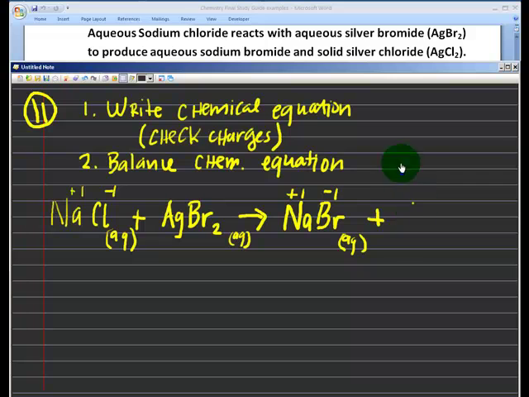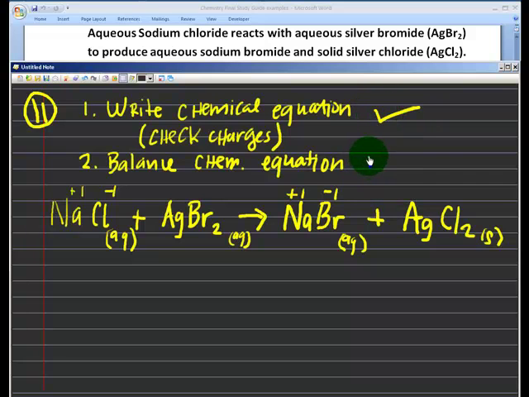The last thing we have to write down here is solid silver chloride. So that's your last product. We already give you the formula. It's AgCl2. We don't need to check charges. And it's solid. So let's look at this. We have NaCl aqueous plus AgBr2 aqueous produces or yields, that's the arrow, NaBr aqueous plus AgCl2 solid. Looks pretty good. So we wrote our chemical equation.